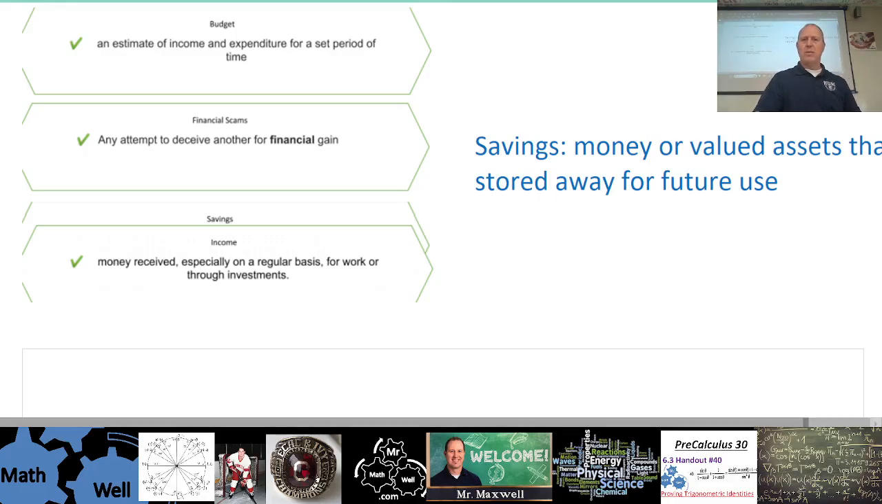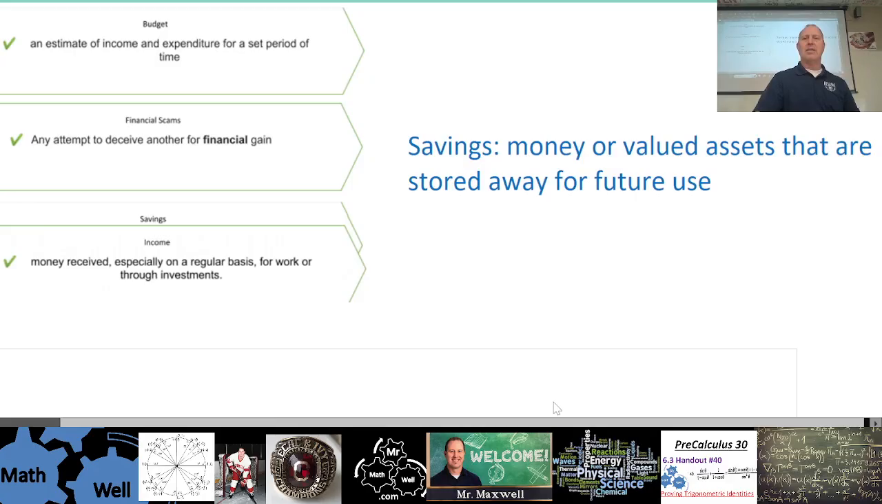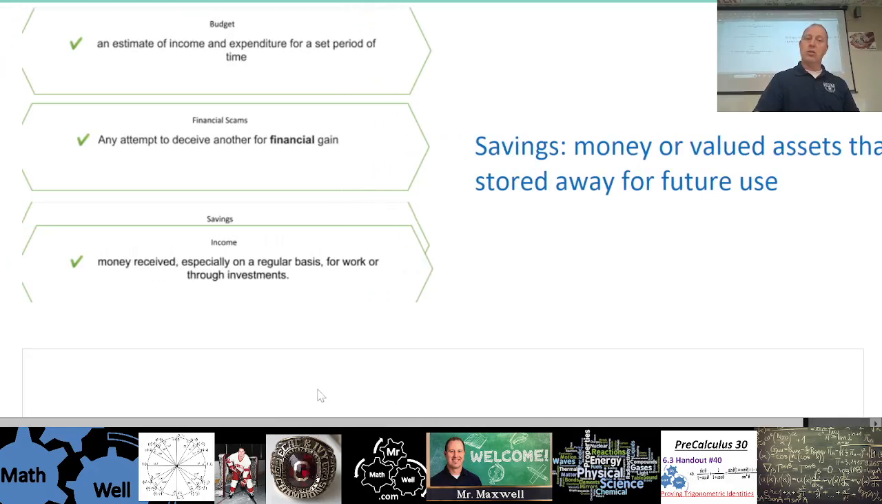Savings, somehow my formatting got messed up. So savings would be something like money or valued assets that are stored away for future use. We got that pretty exact. Income, money received especially on a regular basis for work or through investments. Oh, we didn't mention through investments, but of course, I think we just mentioned work or something that you've done. But yeah, investments can be your income too.